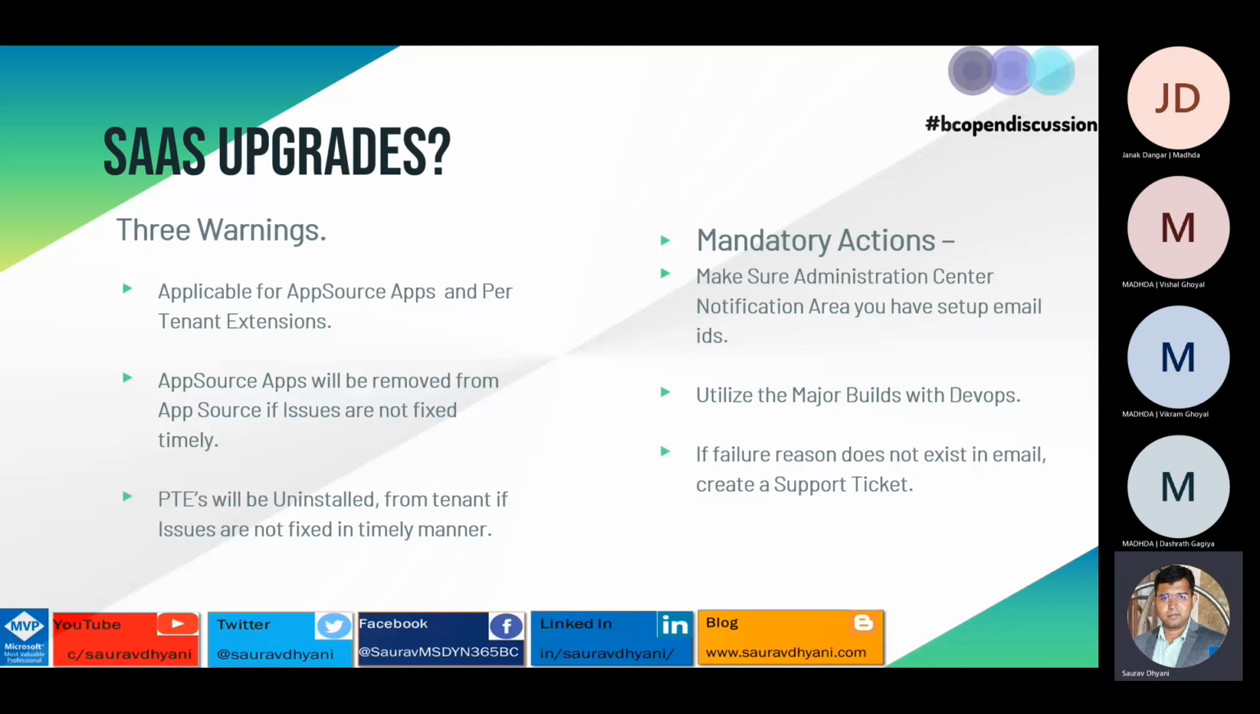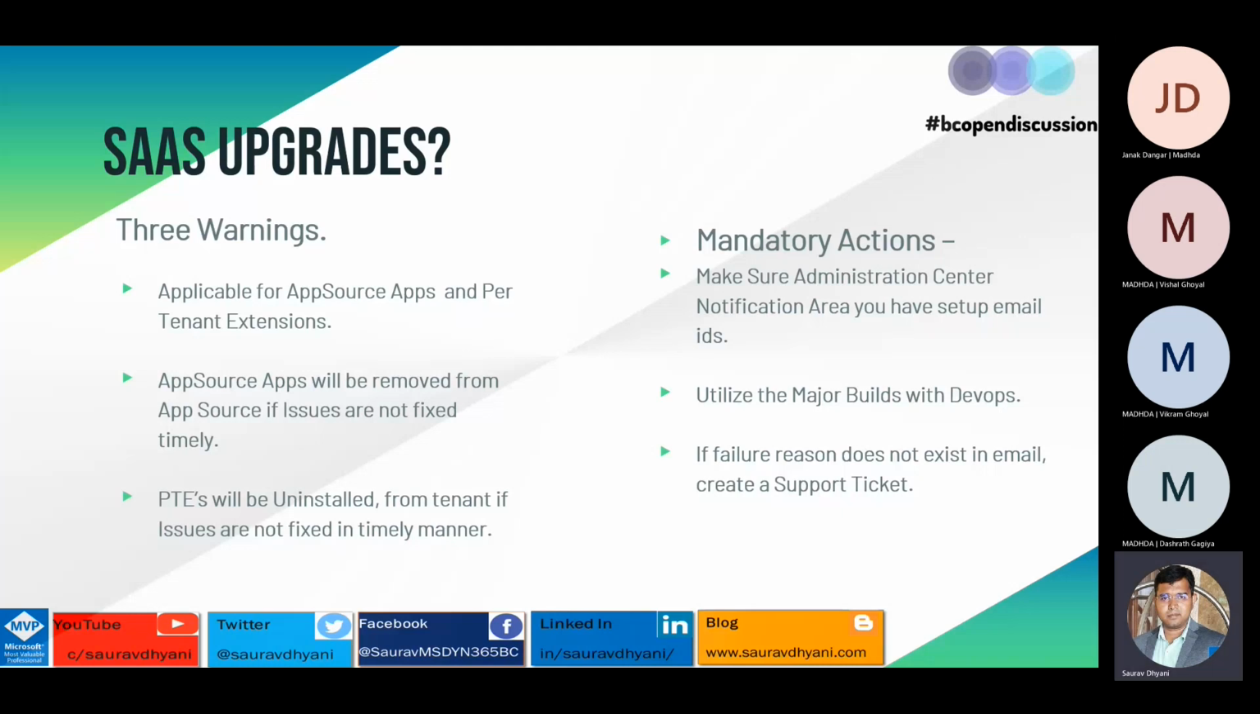Now, these three warnings that I'm talking about, and we'll spend a little bit more time on them, are not just for the extensions that partners are developing for customers, but they are also applicable to apps which are available on AppSource. So even if you have an app on AppSource, you need to make sure that it is usable after the next upgrade and ready for the changes that are required for the next big jump.